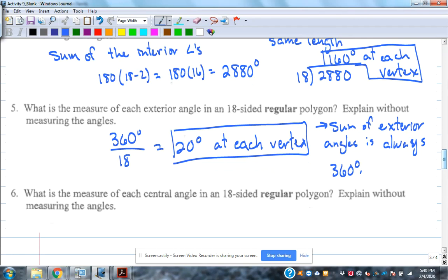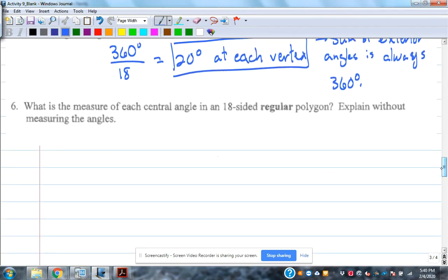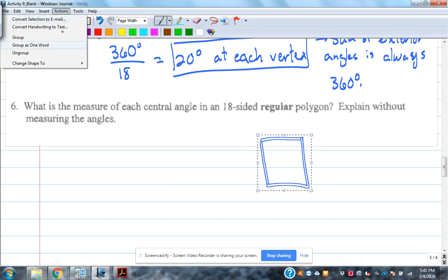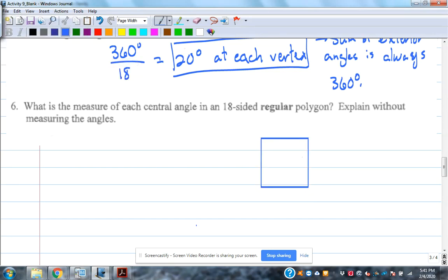6. What's the measure of each central angle on an 18-sided regular polygon? So central angle means, let's take a smaller figure. 18-sided is a little too big for me to draw. So let's draw a smaller one. Let's draw a square. And I'm going to change that to make it a good-looking square. That's a good-looking square. A central angle is you find the very center of that thing, and a central angle is those angles there, where you just go out to the corners. This is a central angle.